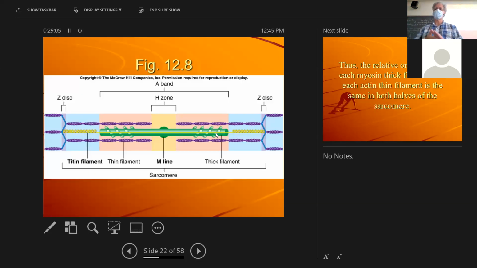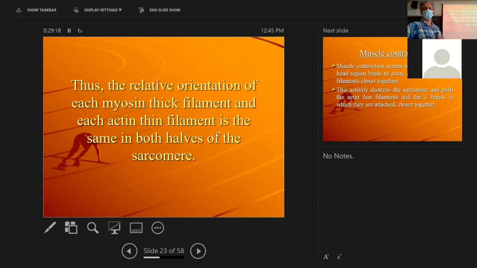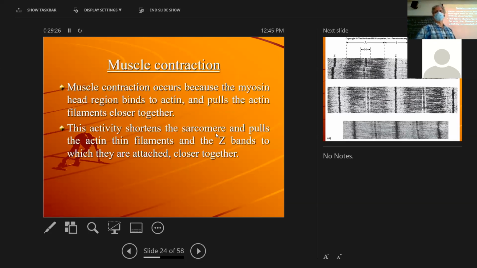And we go back to this picture. And remember that this part of the sarcomere is a mirror image of this part of the sarcomere. So what happens to one side will also happen to the other side. Keep that in mind. Very good.